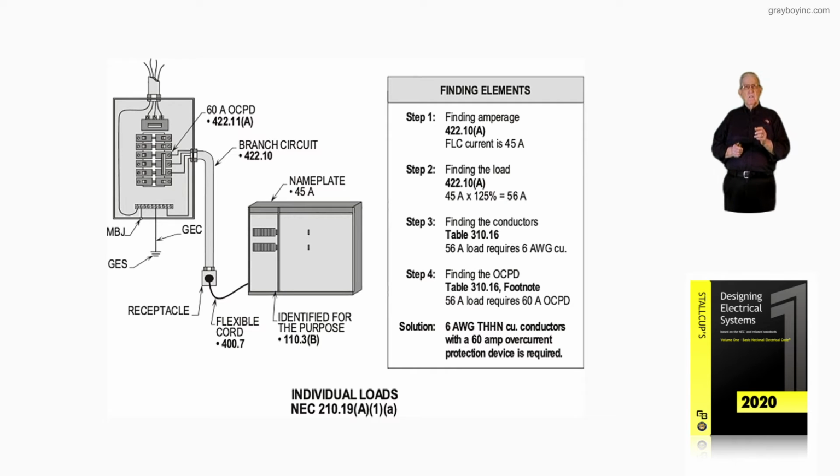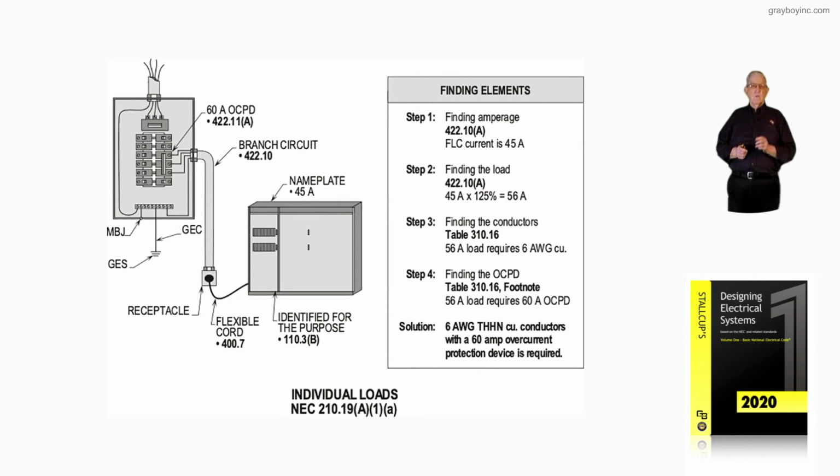The branch circuit is 422.10, and we figure this individual circuit based upon whether the equipment is continuous or non-continuous. The nameplate is 45 amps. The equipment is identified for the purpose in accordance with 110.3(B), and inspectors approve wiring and equipment in accordance with the listing and labeling of 110.3(B).